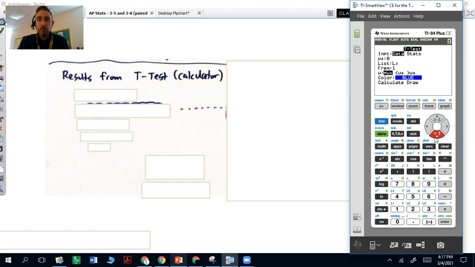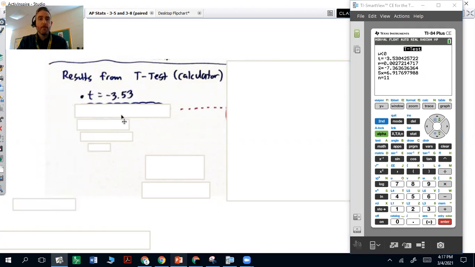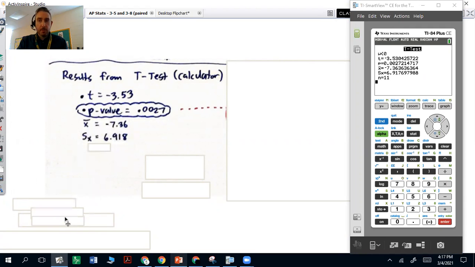And then we want to go less than, because we're doing with, minus, without, and they were negative, so we want that to be less than. So go down to calculate. And here's our data. We have t is negative 3.53, so we want to report that. Our p-value is 0.0027. Might as well write your mean and standard deviation, since we didn't get those before, with the sample size of n. So really, that's all you need.